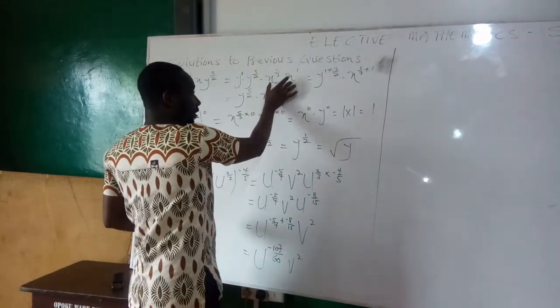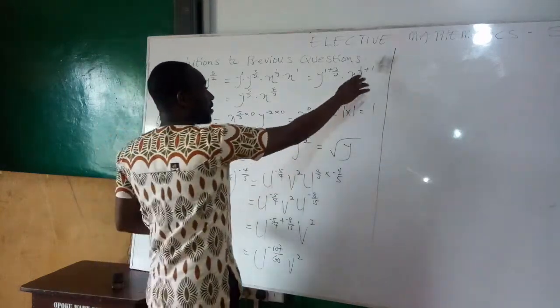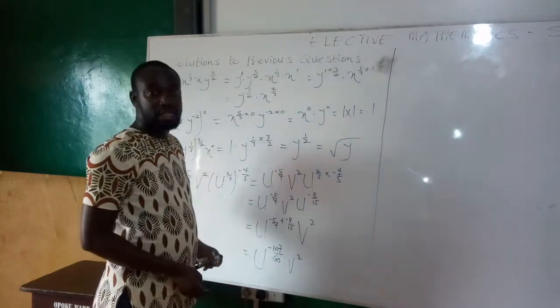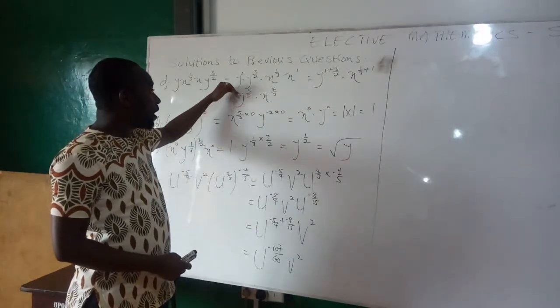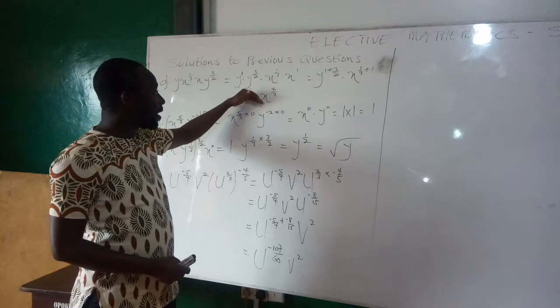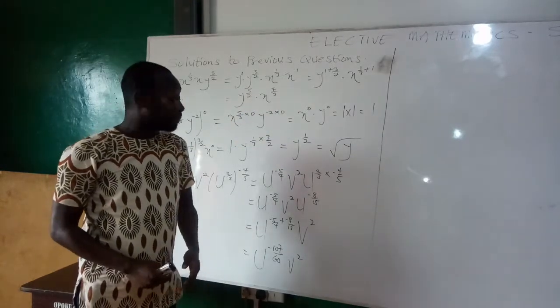Then we also have the x, which is x exponent 1 third. Then we also have x exponent 1. So we add the exponent. So simplifying, then we get y exponent 5 over 2 multiplying x exponent 4 on 3. So this is the solution to the first one.